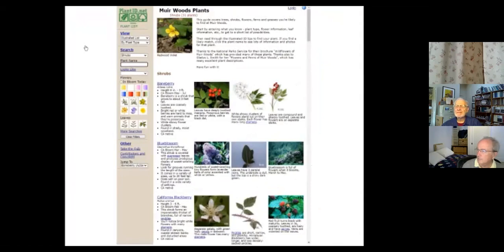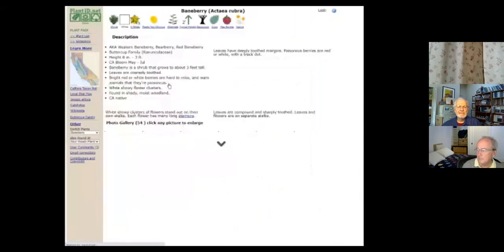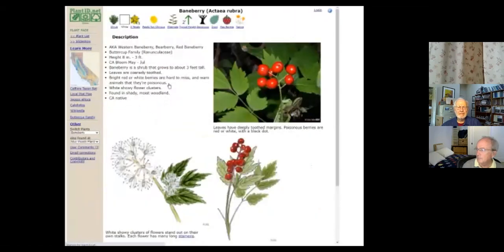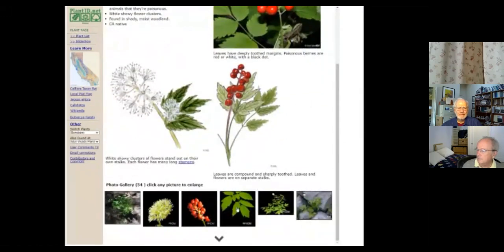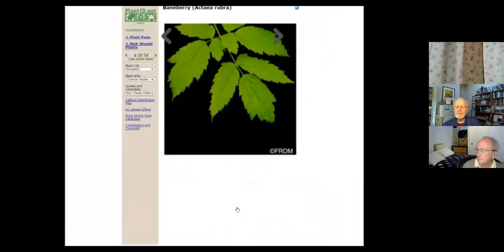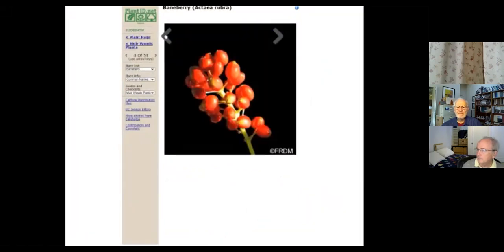Now we'll focus on learning about a plant. Here we are in the illustrated plant list. You can click any plant name to learn about it. PlantID.net has a plant page for every California wild plant. It shows pictures and descriptions, a range map, links to other learning resources, and a photo gallery. The photo gallery lets you examine different plant parts and life phases. Click any picture to see it full size.